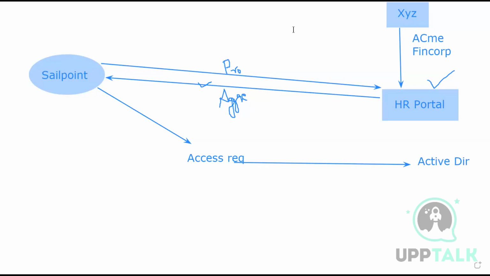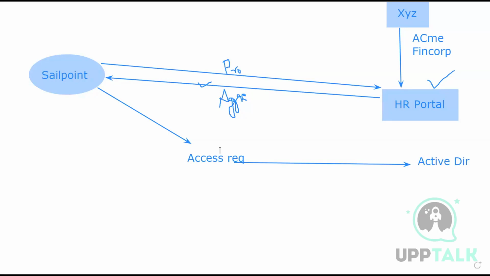So any employee, once the identity got created, can log in into their SailPoint portal. They can submit an access request for themselves or maybe for their subordinate, and they can gain the target application access. It may be read access, it may be read and write access.